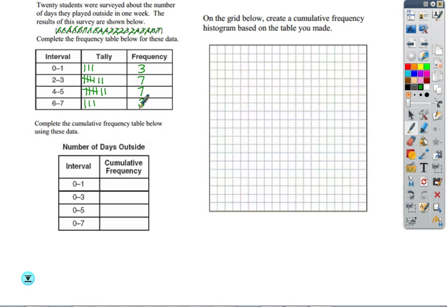Now the key with a cumulative frequency histogram is to know that you're taking all of these intervals and you keep adding on to them. So if you notice over here with the cumulative frequency, they all start with 0. So 0 to 1 is already calculated in this table. We've got 3 students between 0 and 1. But if I think about the students between 0 and 3, it includes these 3 students plus these 7 students. Because 0 to 3 includes 0, 1, 2, and 3. So if I add these two numbers together, I get a total of 10 students who are between 0 and 3.